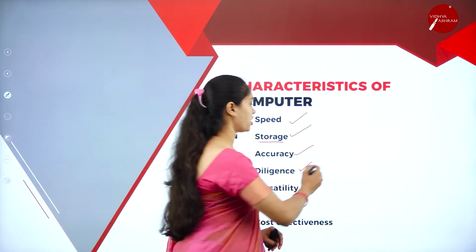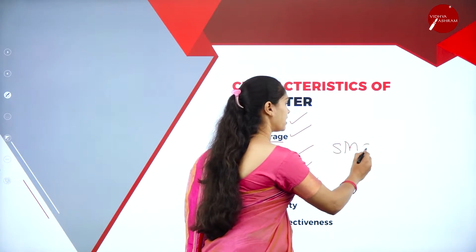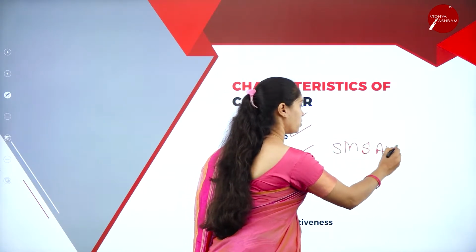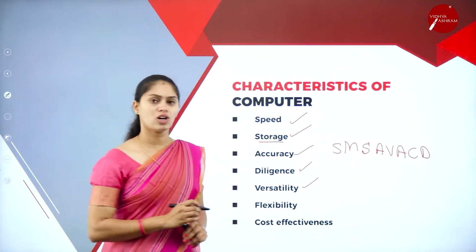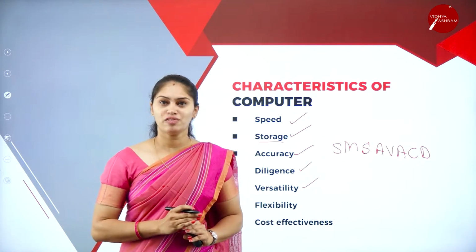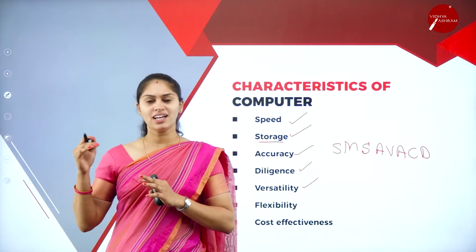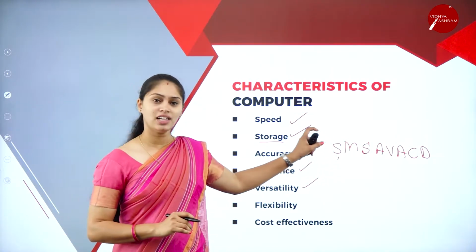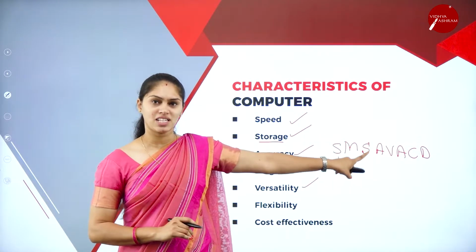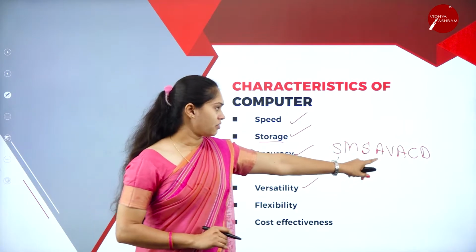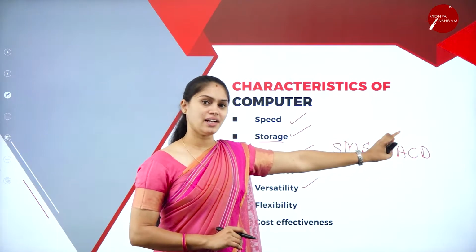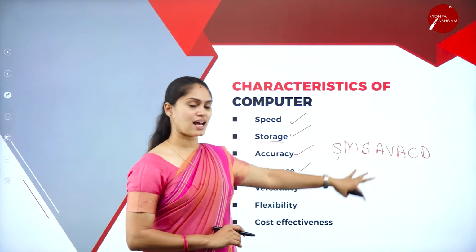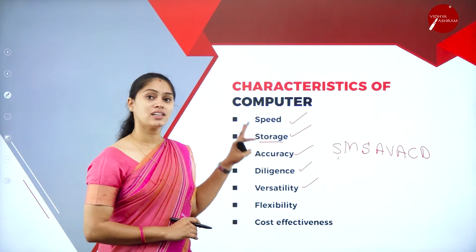I have a code for you in order to remember the characteristics of a computer. So that is SMSAVACD. So how to remember the characteristics of a computer? SMSAVACD. That S is nothing but storage, memory, and speed, automation, then versatility, accuracy is there, and cost effectiveness is there, and diligence. So these are the characteristics of a computer.